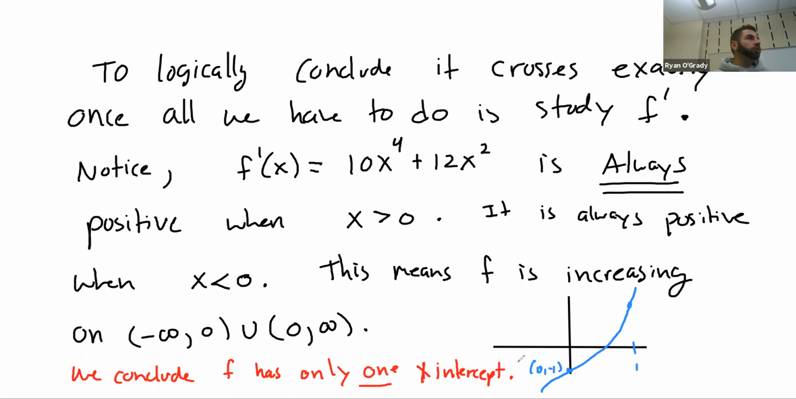Again, how do we make this conclusion? Well, it's always going up. The only way it has 2 is if it turns around and comes back down. But it can't turn around and come back down. It has to always go up. So again, it can't turn around. It's always going up. So again, this is one way to do this. It's not the only way, but it's one way.